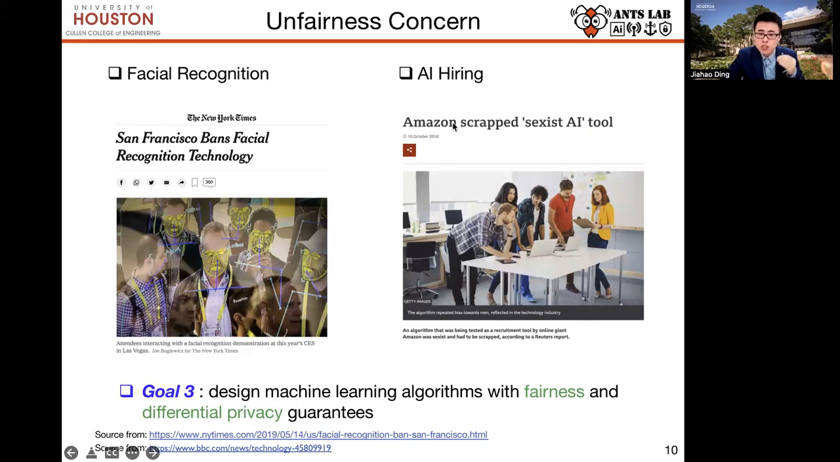Another example is in job applications. In 2014, a team of software engineers built a program to review resumes. Unfortunately, in the next year, they realized that the system was discriminating against women for technical roles. So the recruiters did not use the software to evaluate the candidates because of these discrimination and fairness issues. So our third goal is to design machine learning algorithms with fairness and differential privacy guarantees.